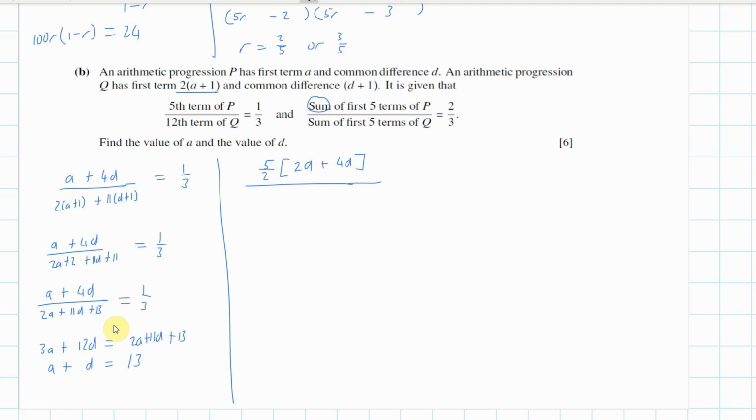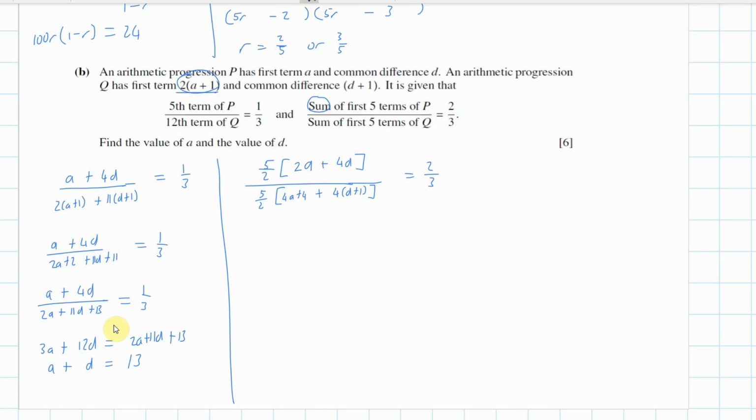Now on the bottom, this is where it's going to get complex here. The sum of the first 5 terms of Q is 5 over 2, but this time it's 2a, and this is a here. That's their first term. So I guess we could just say 2 lots of that, which is 4a plus 4, plus n minus 1, which in this case is 4, and we're going into d, which is d plus 1 in this case. So it wasn't so bad after all. And this is all equal to 2/3. So we're just going to carry on with this here.